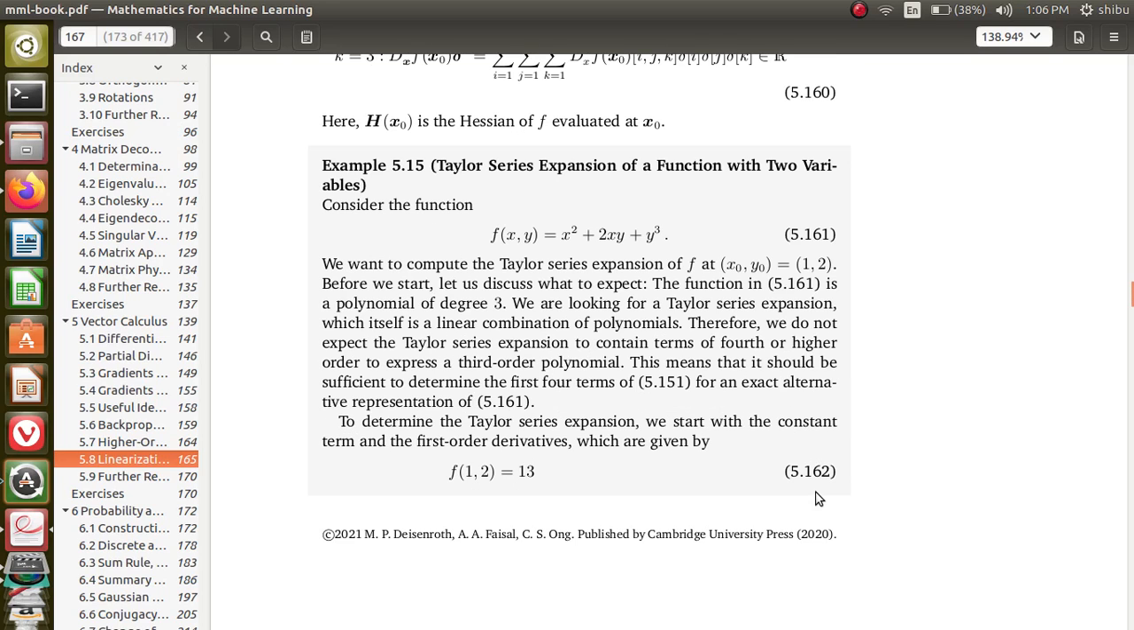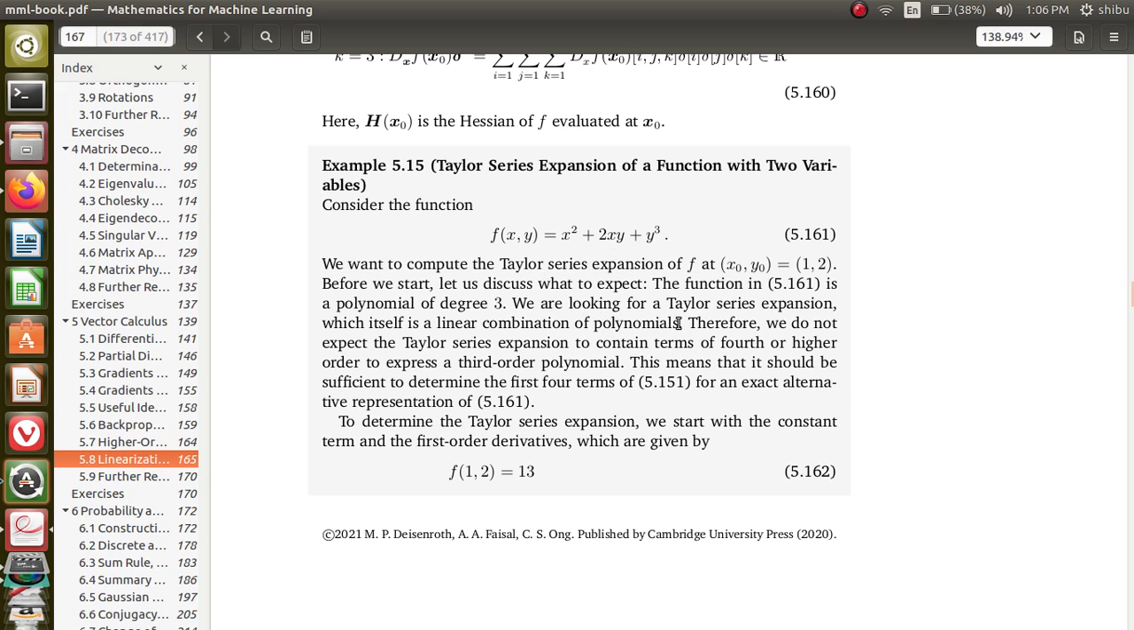Taylor series expansion of a function with two variables. Consider the function f of x, y is equal to x squared plus 2xy plus y cubed, and we want to compute the Taylor series expansion of f at x0, y0 equal to 1, 2. Okay, before we start, let us discuss what to expect. This is the function, and that is a polynomial of degree 3.